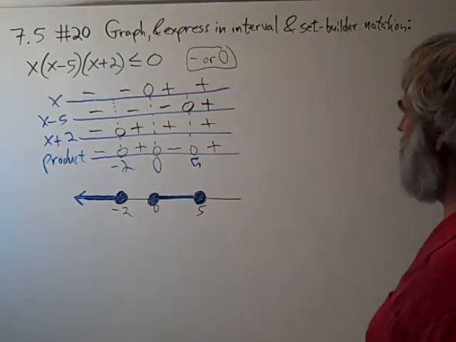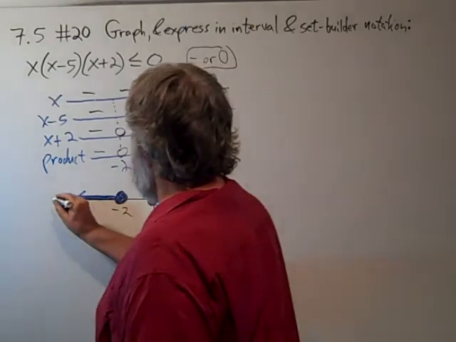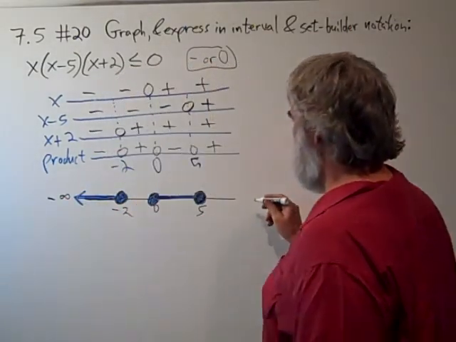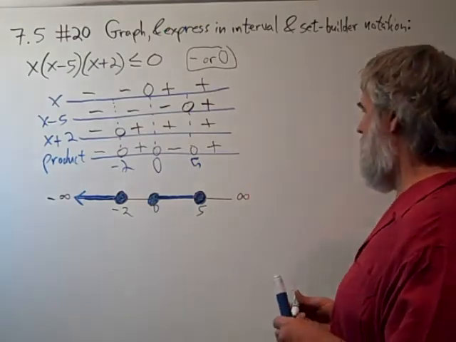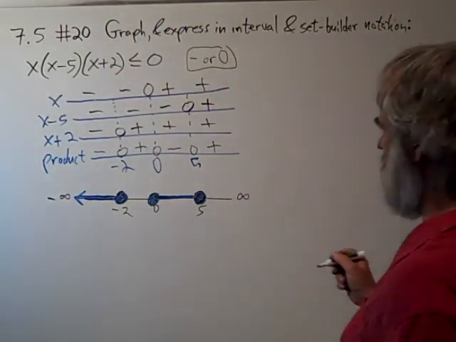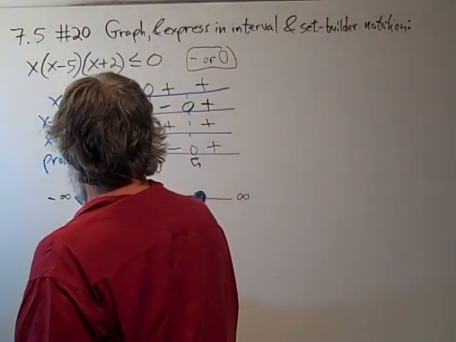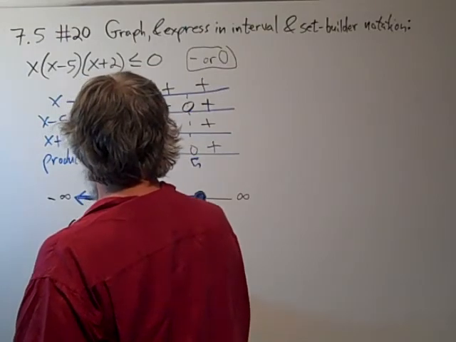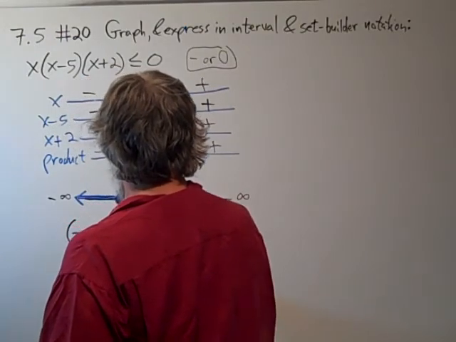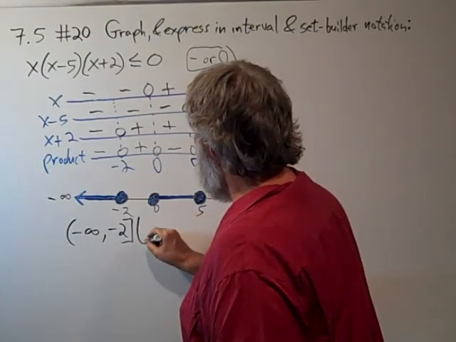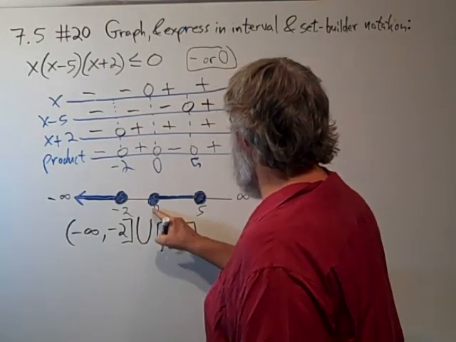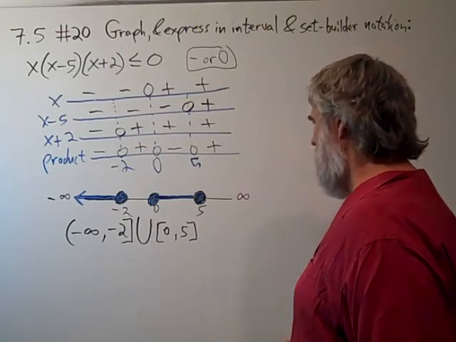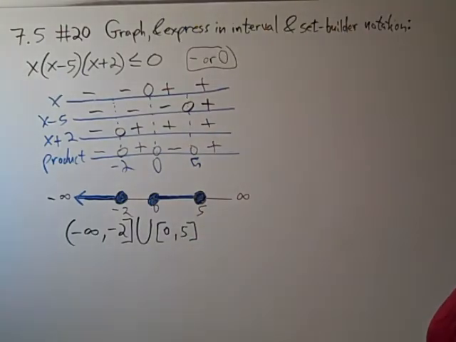Now to write this in interval notation, we can think of negative infinity as being at the end of the line to the left, and positive infinity at the end of the line to the right. So in interval notation, you could write this as the interval from negative infinity up to negative 2, including the negative 2, union with the interval from 0 to 5, including both of those endpoints. So there it is in interval notation.